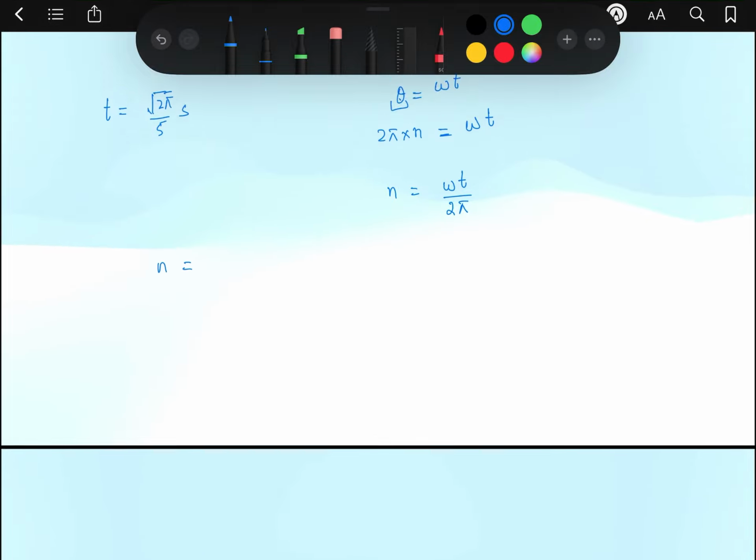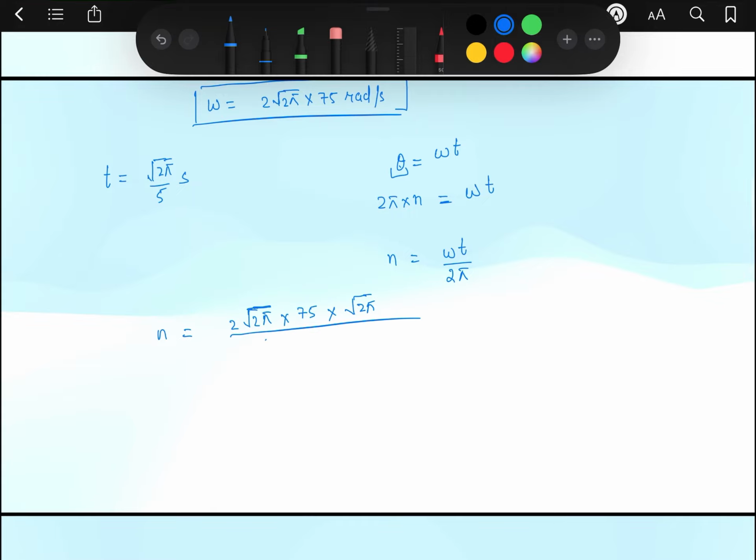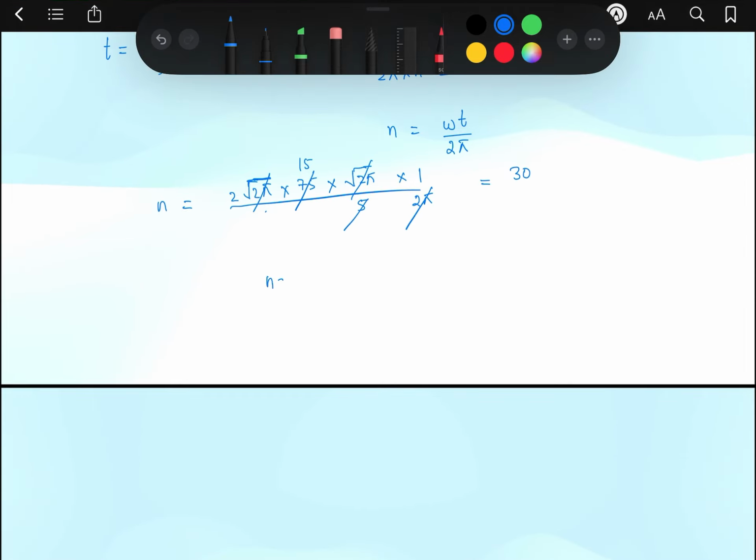So n will be equal to omega, which is 2 root 2 pi multiply 75, into the time, root 2 pi divided by 5, and divided by 2 pi. Okay, so this root 2 pi will be cancelled by this 2 pi, and this 5 will be cancelled from here, that will be equal to 15. So the value of n we are getting here is 15 multiplied by 2, that is 30. That means n is equal to 30.